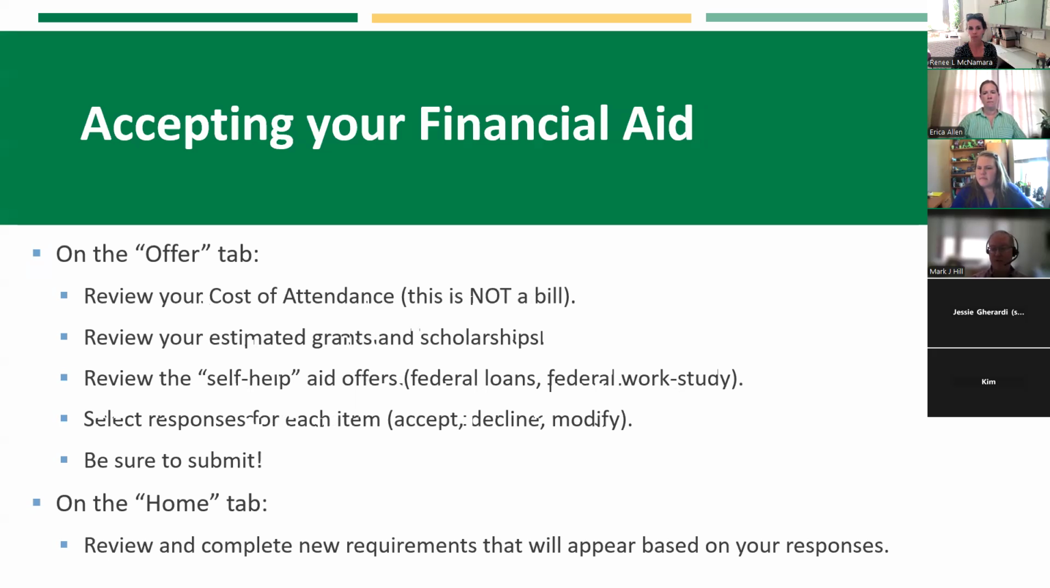Once we've done that, we're then going to go into what we call the self-help aid section, which is basically going to include any kind of federal loans, which could be student loans, parent loans, or work study programs.